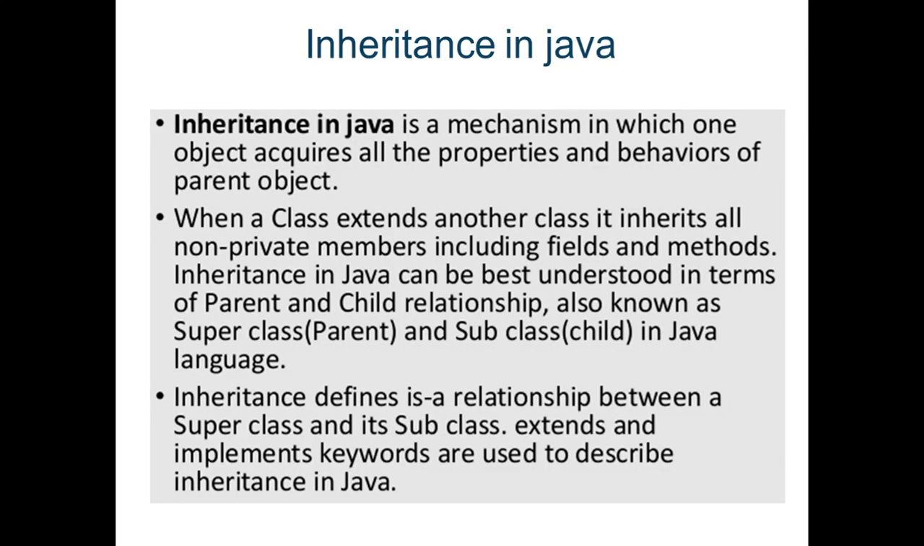Now what is inheritance? Inheritance in Java is a mechanism in which an object acquires all the properties and behavior of the parent object. It is a process by which one class accesses the data members, that is properties, and methods, that is functionalities, of another class. The aim of inheritance is to provide reusability of code so that a class has to write only a unique feature, and the rest of the common properties and functionalities can be extended from another class.